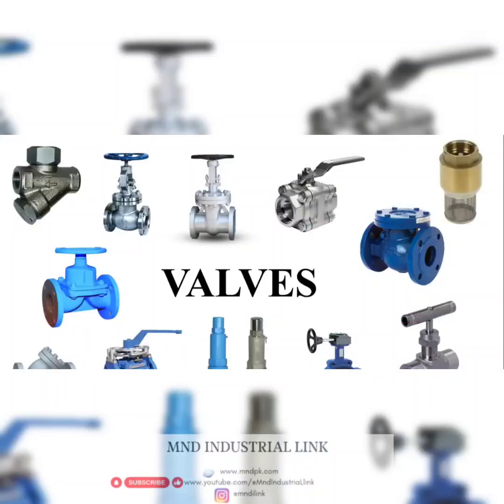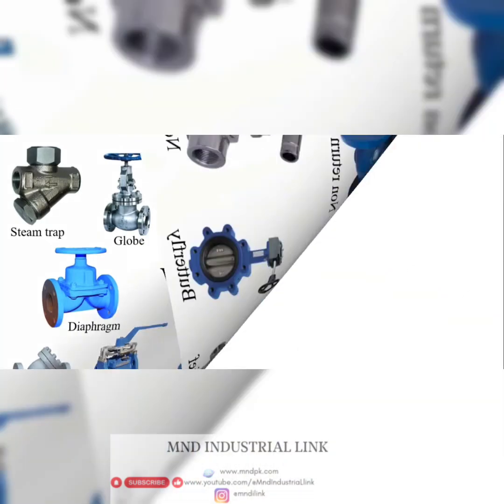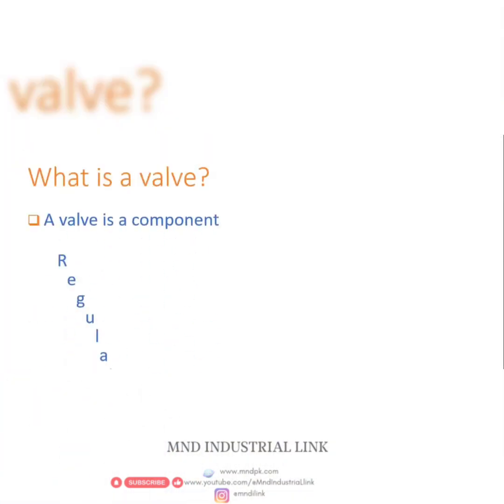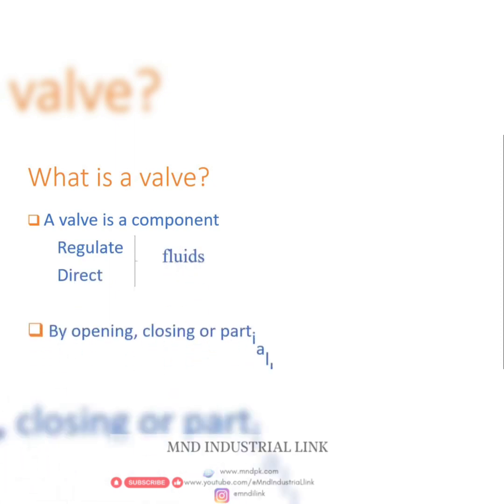Today we are going to talk about all kinds of valves and their functions. What is a valve? A valve is a component used in piping networks to regulate or direct the flowing fluid by opening, closing or partially obstructing.